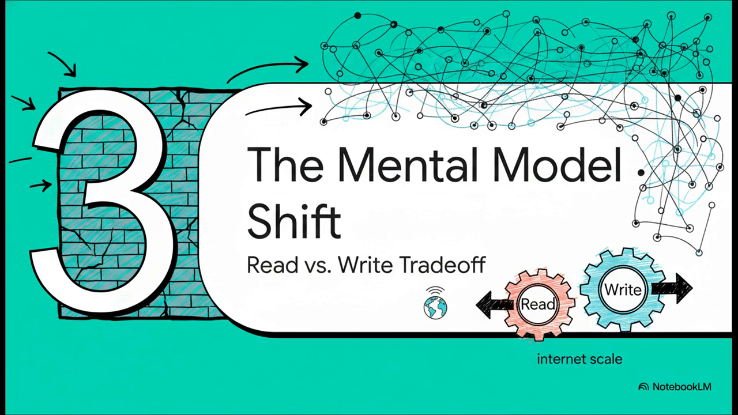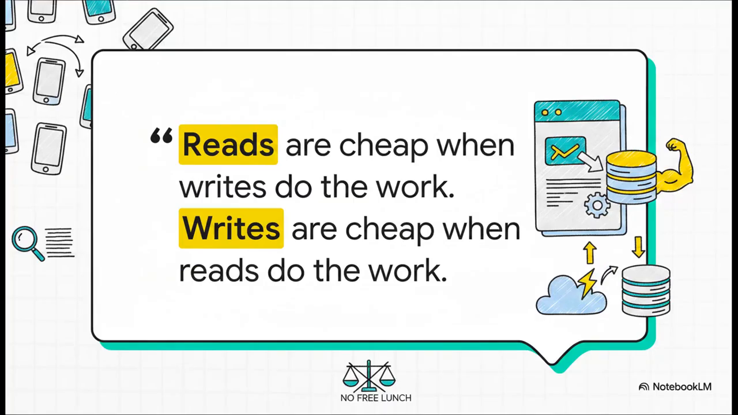Section 3, the mental model shift. All right, the core philosophy of distributed backend design is basically this. Reads are cheap when writes do the work. And writes are cheap when reads do the work. There is absolutely no free lunch here. In a messaging app, the reads, meaning every app open and every background sync, vastly outnumber the actual message sends, which are our writes. That naive MySQL approach we just looked at, it was doing heavy computation on every single read. So to survive internet scale, we have to completely shift that heavy lifting over to the write path.